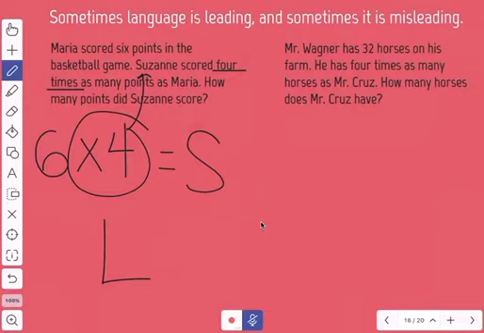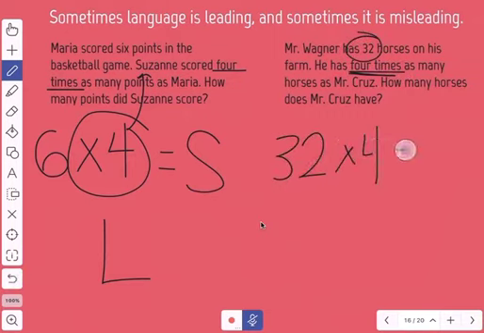Now if you look at the other one, Mr. Wagner has 32 horses on his farm. He has 4 times as many horses as Mr. Cruz. How many horses does Mr. Cruz have? Now if I stop and think, I have Mr. Wagner, who has the most. He has 4 times as many as Mr. Cruz. But if I don't do that, if I just look and see 4 times, I'm going to look at my numbers. 32, 4 times. So 32 times 4 should equal Cruz.